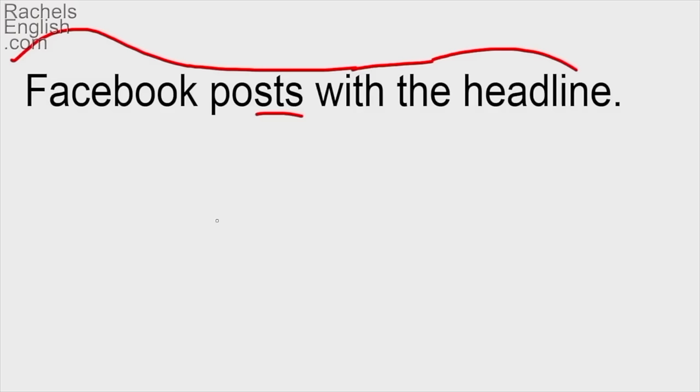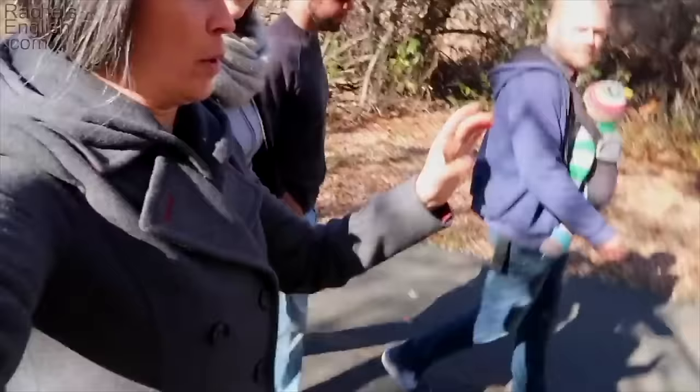With the headline. So I said before, when we have the same sound at the end of one word and the beginning of the next, that link together, we make one sound. So with is usually pronounced with an unvoiced TH. The is usually pronounced with a voiced TH. When these two words come together, which happens pretty frequently, the unvoiced sound wins. It's stronger. With the headline. So it's like taking the word with and just putting a schwa at the end. With a headline. Facebook posts with the headline.